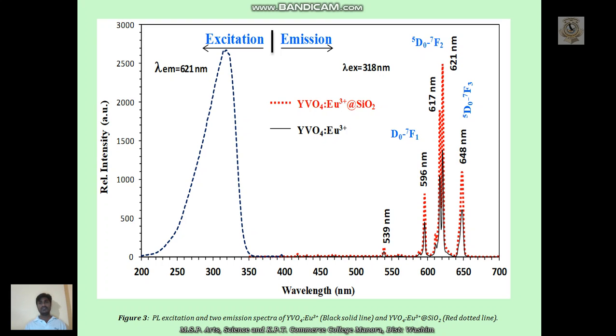This is the photoluminescence spectra, excitation and emission spectra. This is the emission with the highest peak at 611 nanometer. We can excite it by 318 nanometer wavelength. We can see that YVO4:Eu3+ capped with SiO2 gives a high intensity as compared to YVO4:Eu3+.